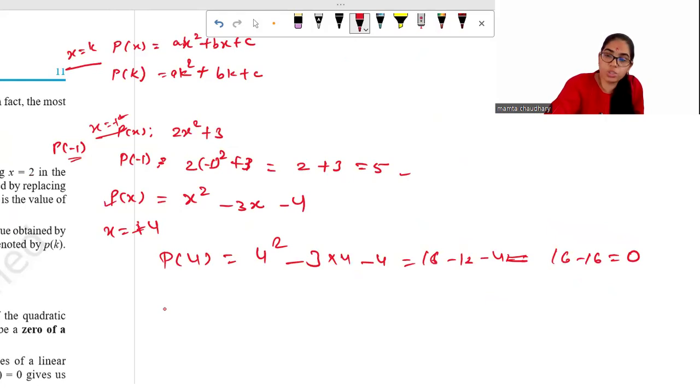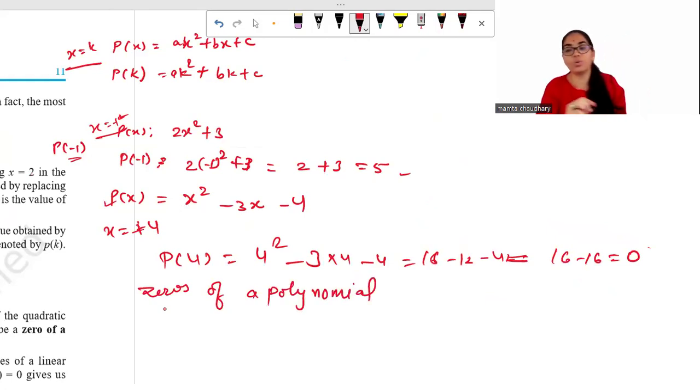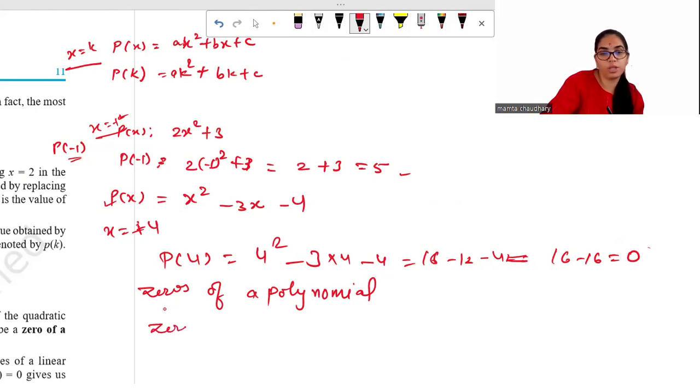So the values of x for which the given polynomial becomes 0 are called zeros of a polynomial. It means the value of x for which the given polynomial becomes 0 is known as a zero of the polynomial.